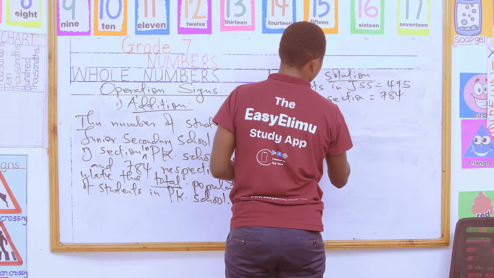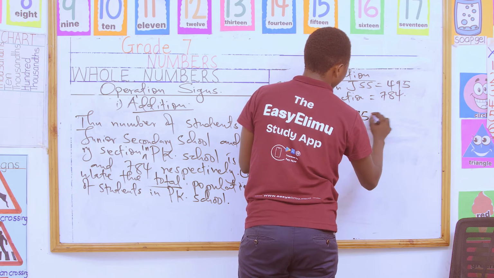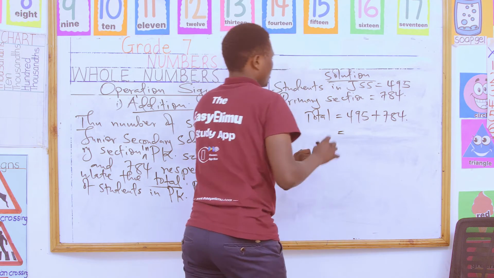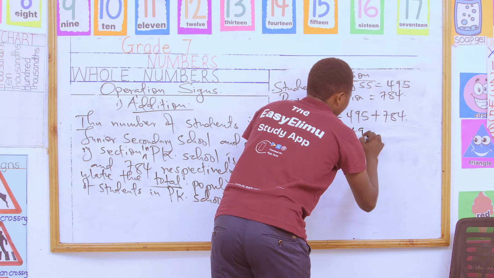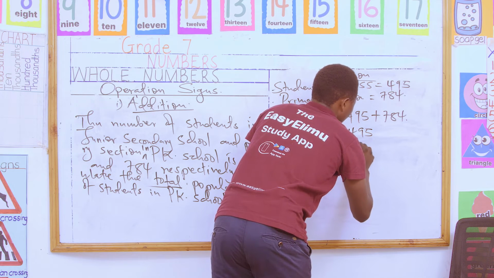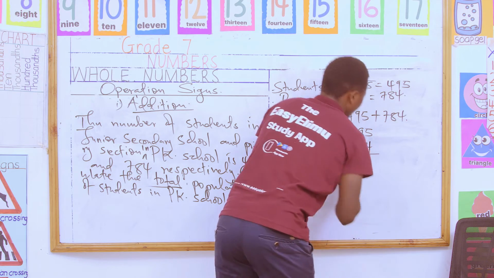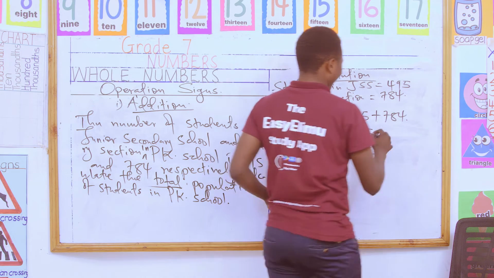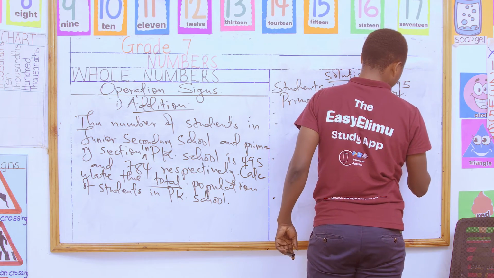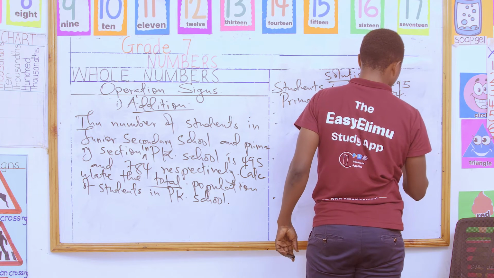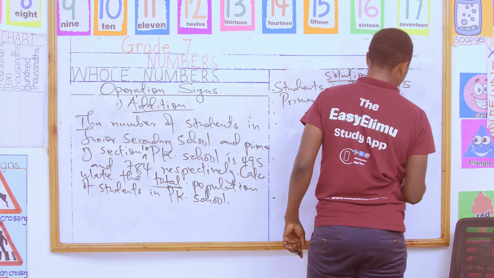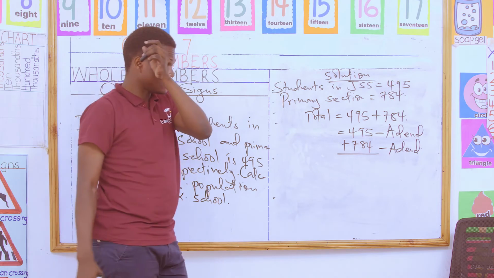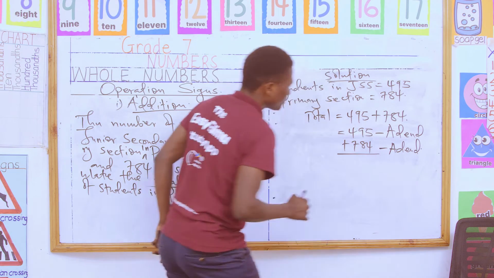Therefore, total is equal to 495 plus 784. When you are adding, the numbers that you are adding, we refer to them as addends. So this is our first addend, this is our second addend. Both of these are referred to as addends. Are we together, class? Yeah.